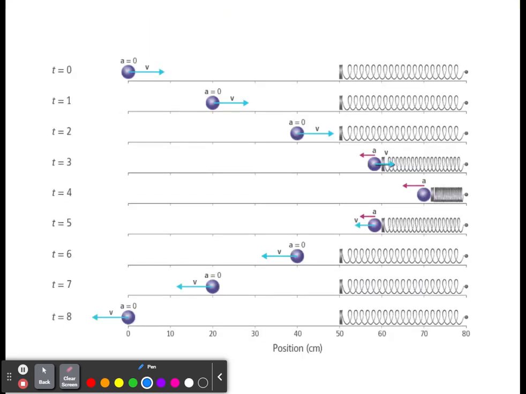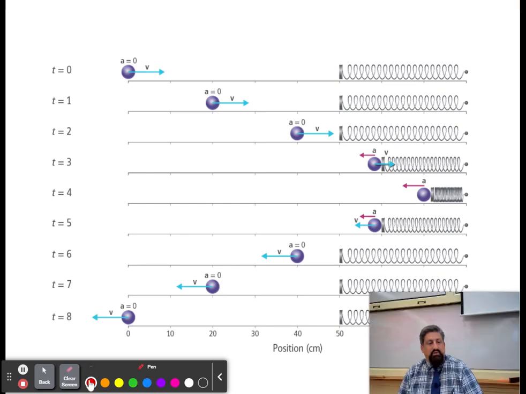If we look at this image, we see equal time intervals, right? Time equals 0, 1, 2, 3, 4, 5, 6, 7, 8. When the ball is first rolling, throughout the whole first few images, we see that the acceleration equals 0. That means that the ball is moving at a constant speed, constant velocity. And what is that velocity? It's equal to v.